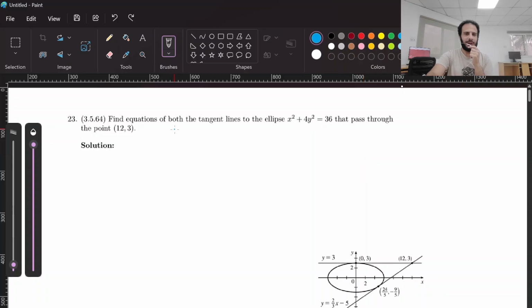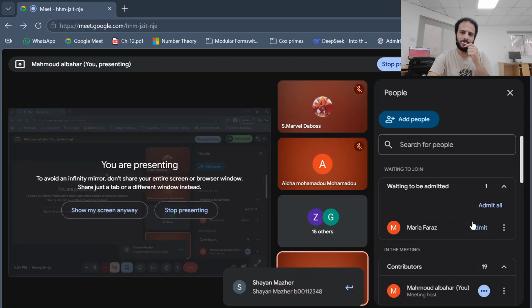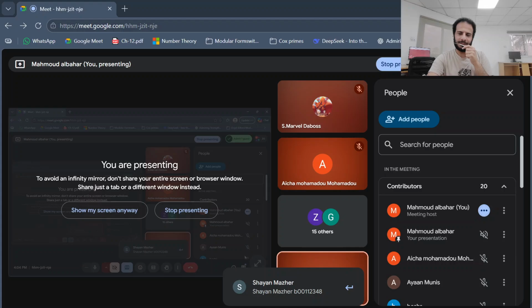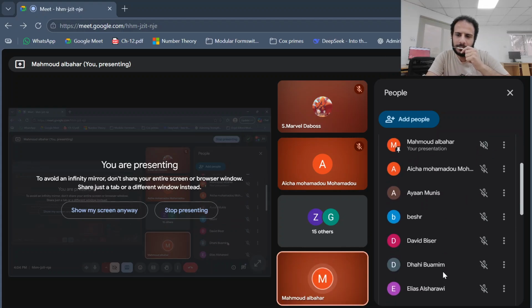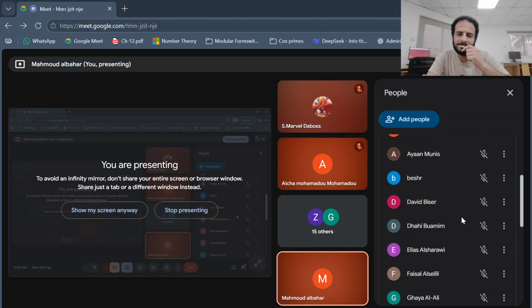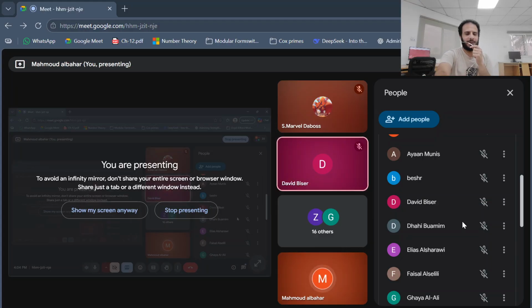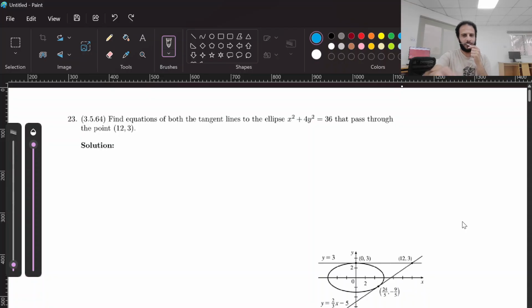Now we have to find equations of both the tangent lines to the ellipse x squared plus 4y squared equals 36 that pass through the point (12, 3). Now, David, yes, we agreed last time to continue this problem now, right? So let's do it again together. So we have this curve, the ellipse.